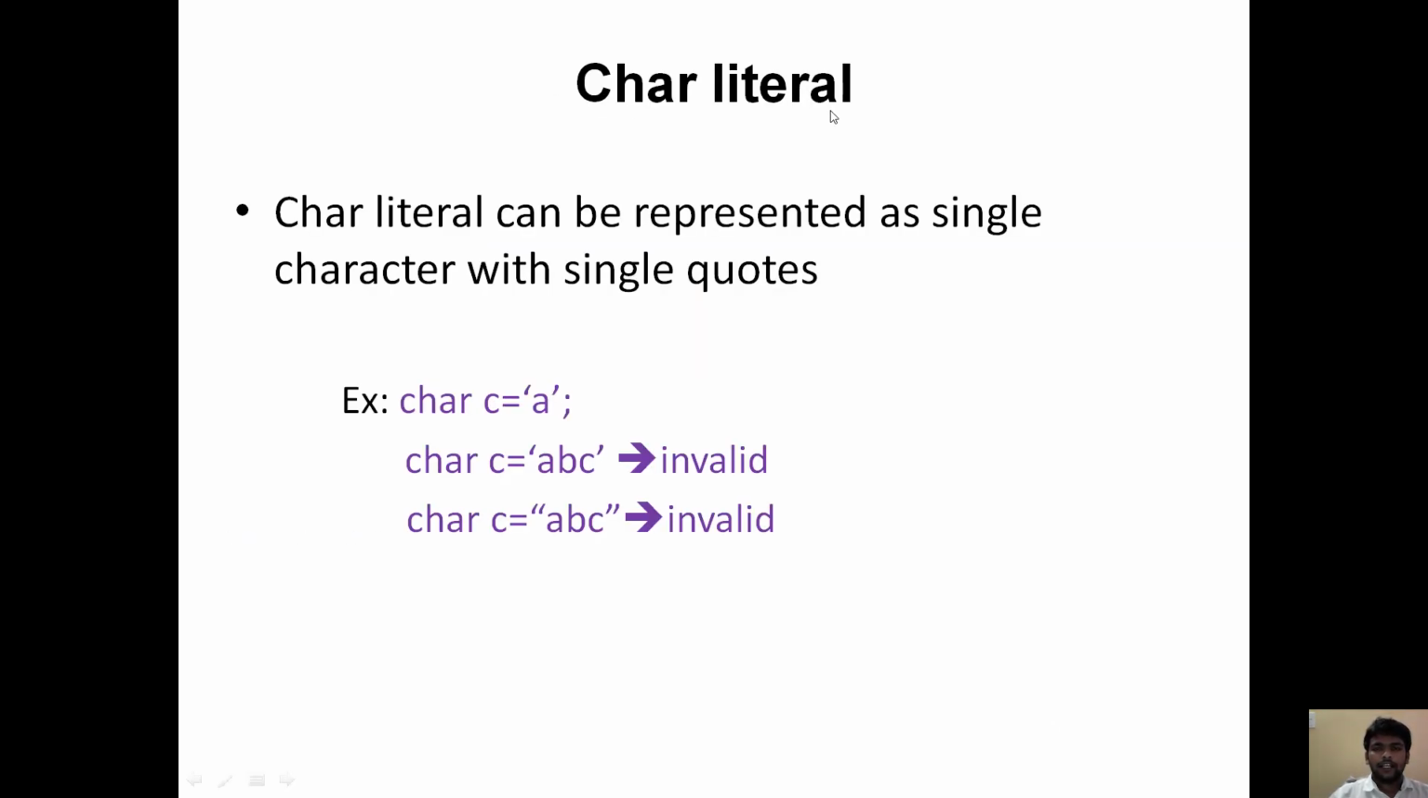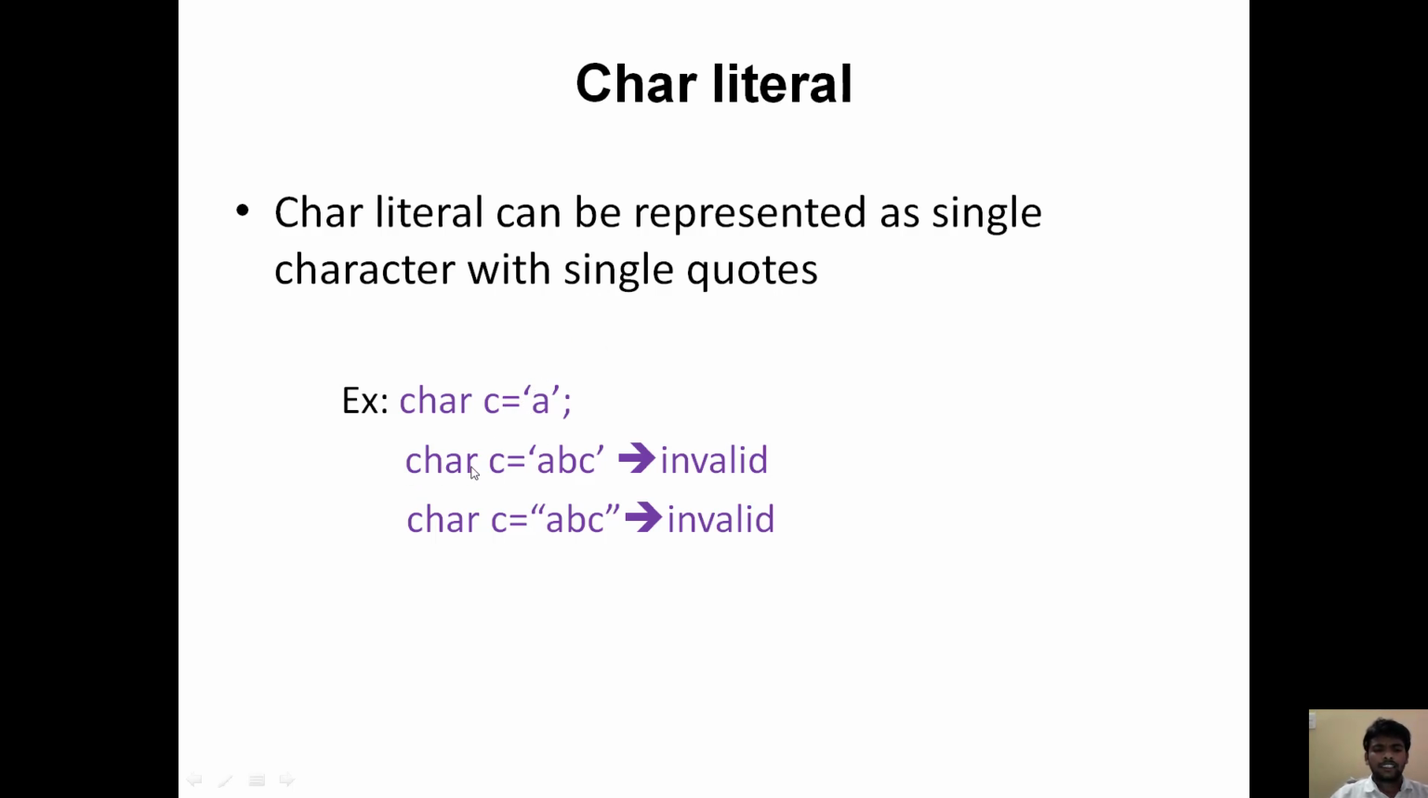Next one, character literal. A character literal can be represented as a single character within single quotes. Means by using char we can represent at most only one character, and that character must be enclosed in single quotes. Suppose I take an example, char c equals 'a'. It looks like a variable, but internally it is treated as the ASCII value of that a. And ASCII follows the Unicode system.